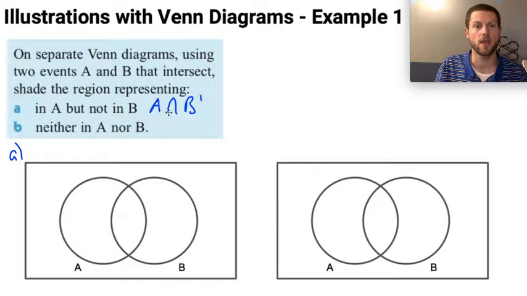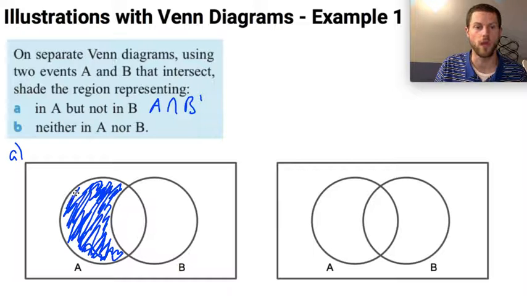So in A and not in B, or the intersection between A and not B, is going to be given as this shaded area right here. So it's everything that is in A, but removing wherever B exists, which is that intersection between A and B.